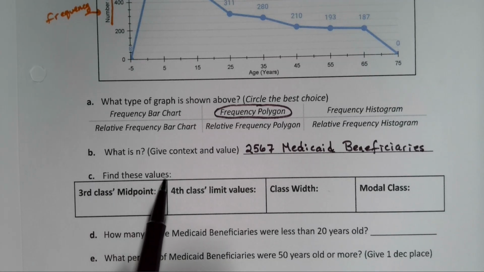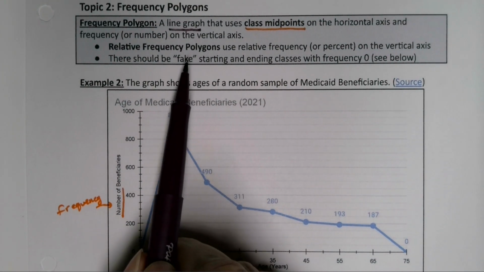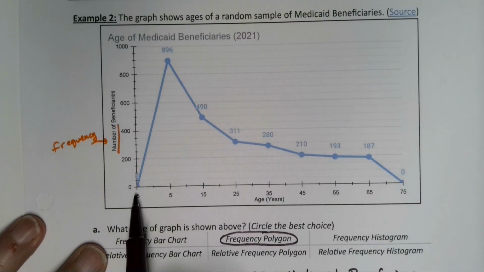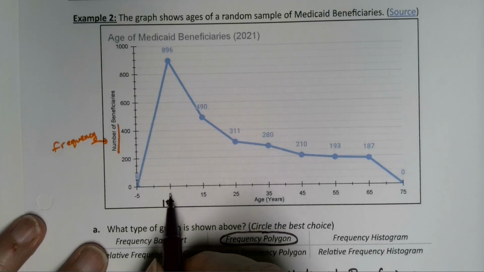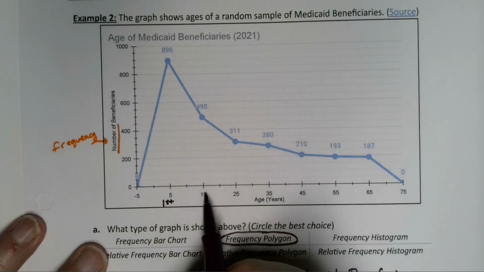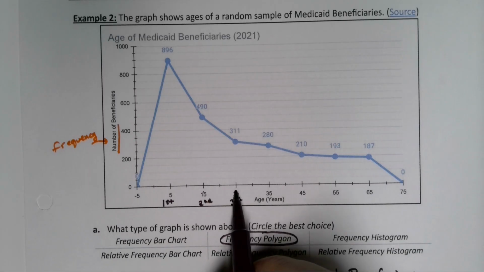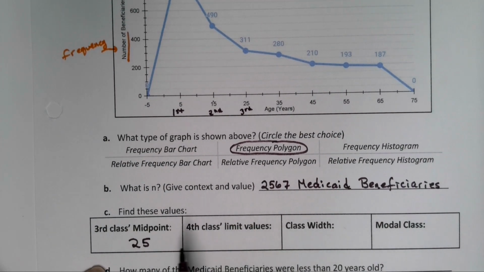Okay, now find these values. The third class's midpoint. Okay, now remember, there are fake classes at the beginning and the end. I think I forgot to say it. So this looks like a class, but it's not really. It's a frequency of 0. That's just the way polygons are built. So the first class is actually right here. This is the first class's midpoint of 5. The second class's midpoint is right here at 15. And the third class's midpoint is right here. It's 25. So 25 is the third class's midpoint.